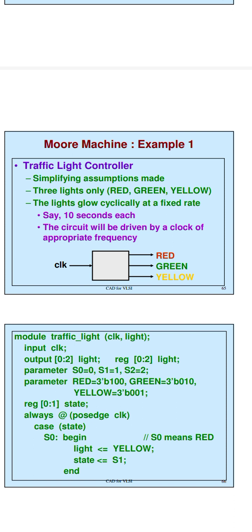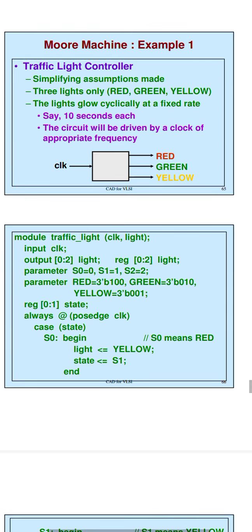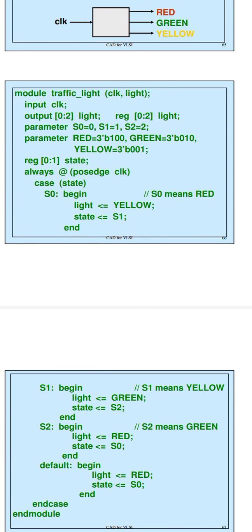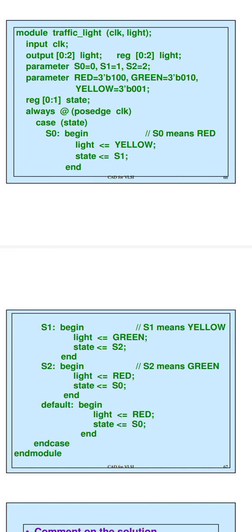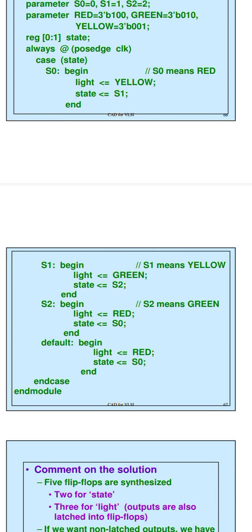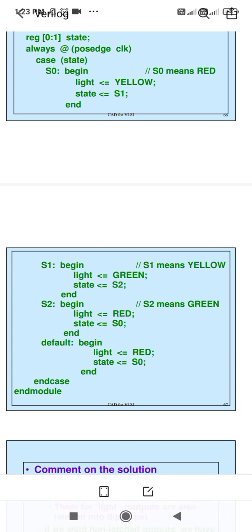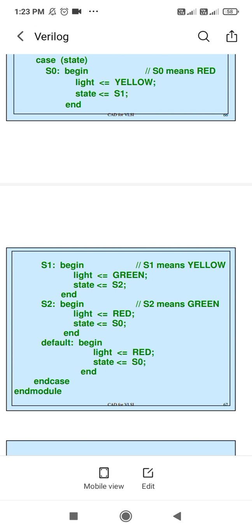Then state is less than or equal to S1, where the green light is declared. Then end. Second step, S1: begin, light is less than or equal to green. S1 means the green light. State is less than or equal to S2, and end. S2, the green light, begin, light is less than or equal to red, state is less than or equal to S0, end. Three states are required: S0, S1 and S2. Then end. Otherwise we have to write the default statement here. Begin, light is less than or equal to red, and state is less than or equal to S0, end, end case and end module.